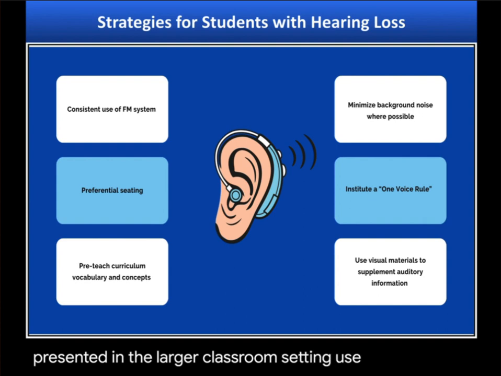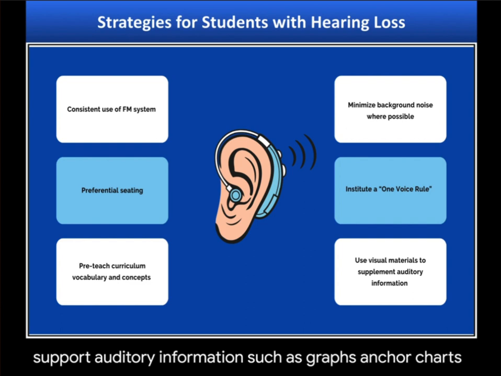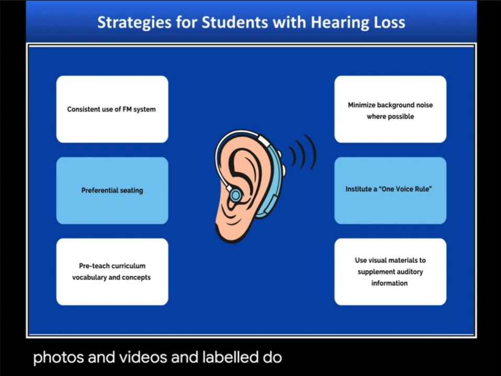Use visuals to support auditory information such as graphs, anchor charts, photos and videos, and labeled diagrams. These types of visual supports give students with hearing loss the opportunity to further attach meaning to the auditory information being presented.